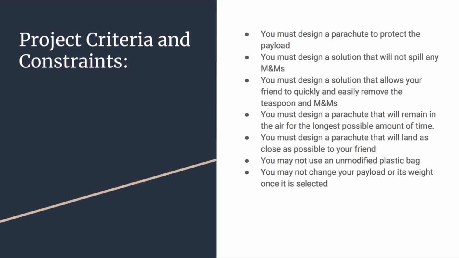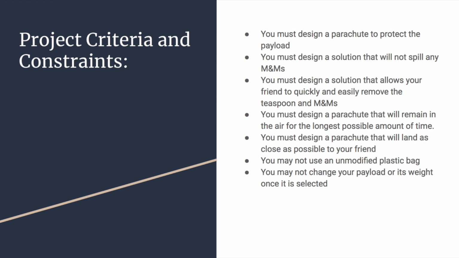So for the project criteria and constraints, you must design a parachute to protect the payload, because you don't want the thing to break in the middle and spill all over the place. You must design a solution that will not spill any M&Ms. You must design a solution that allows your friend to quickly and easily remove the teaspoon and M&Ms. So if you just design something huge and difficult to make, it's not going to count because it's too difficult for your friend. You must also design a parachute that will remain in the air for as long as possible.